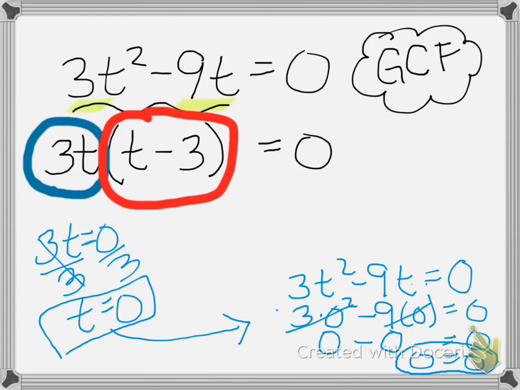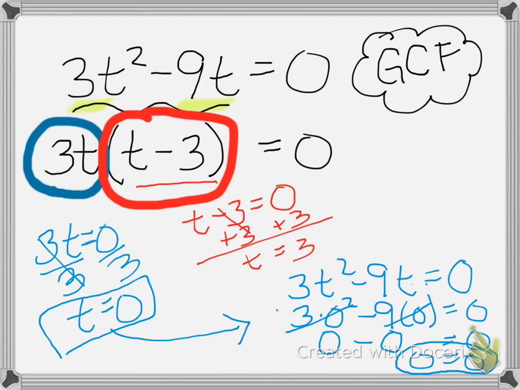The other solution, remember from the zero product property, we know that if the thing in the blue makes 0, that works. But also, if the thing in the red makes 0, then that works. So I'm going to take that binomial in the red, and I'm going to set it equal to 0. Okay, so I'm going to add 3 to both sides, inverse operations, and I get t equals 3. So that means 3 must be an answer too.